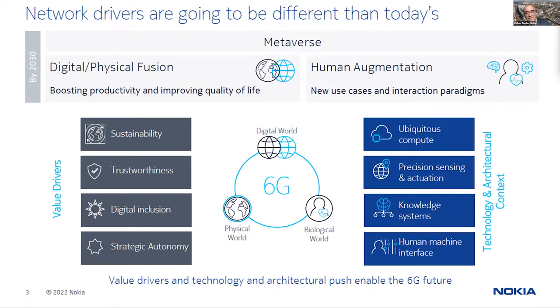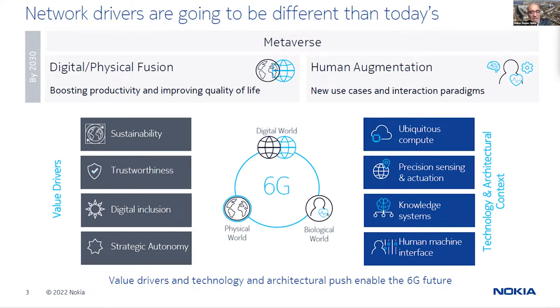And of course, now by 2030, these elements of boosting productivity, improving quality of life, new use case interaction paradigms will now feed in a powerful way into what some people now have called prominently the metaverse in a very broad sense. This goes way beyond the original meaning from the Snow Crash novel. I think what we now really talk about is all kinds of extended reality use cases, mixed reality, virtual reality, augmented reality. And this of course ties into technology architecture of 6G.